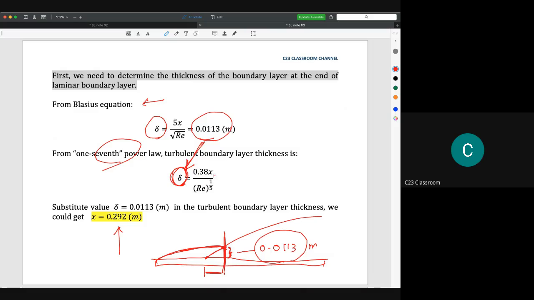Here again, we have an x. At the same time, the Reynolds number here is equal to rho u x over mu. Please be careful that this x also needs to be calculated. This means that first you need to expand the value of the Reynolds number, then you could get the value of x equal to 0.292 meters. This 0.292 meter is the distance from here, from the boundary layer to the real starting point of the turbulent boundary layer. So the distance here is 2.92 meters.